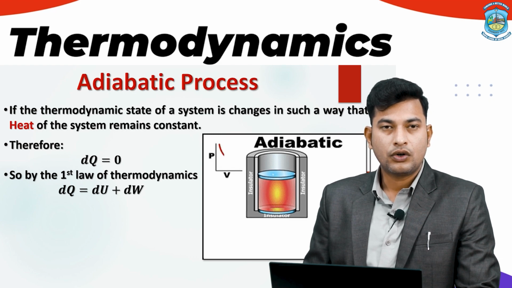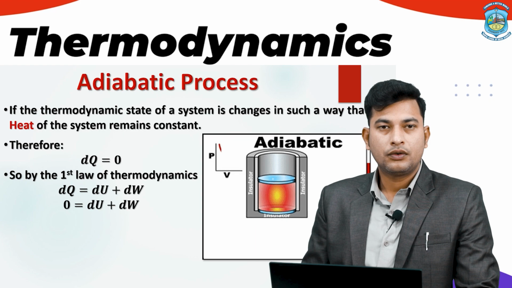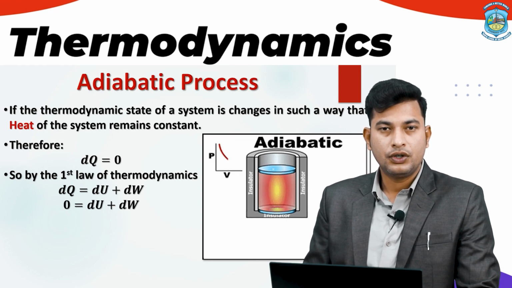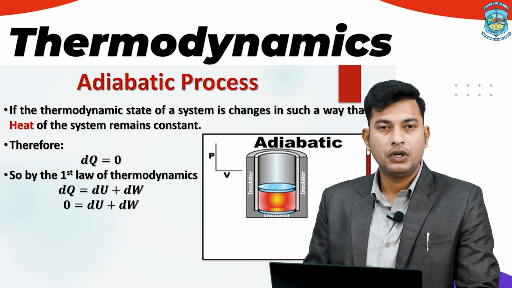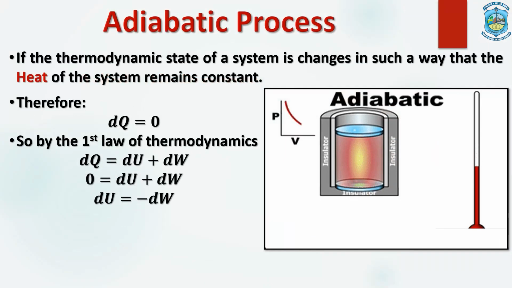According to the first law of thermodynamics, dQ is equal to dU plus dW, and this will equal 0. We are putting 0 in place of dQ. 0 is equal to dU plus dW, or we can say that dU is equal to minus dW, or dW is equal to minus dU.